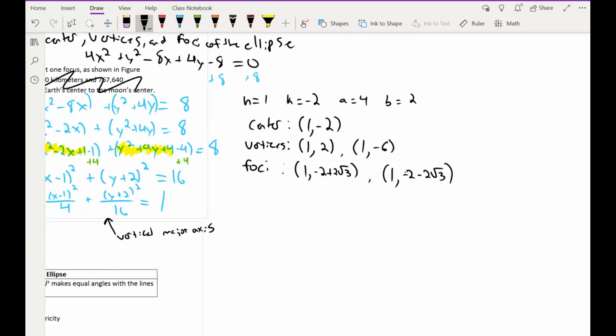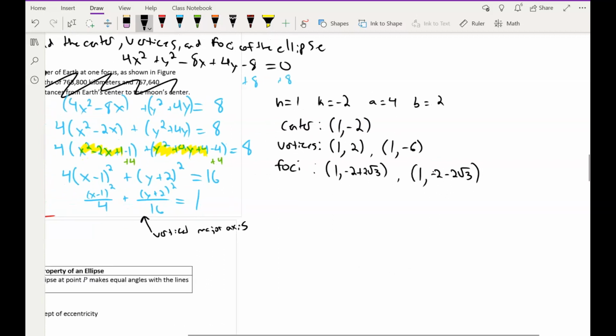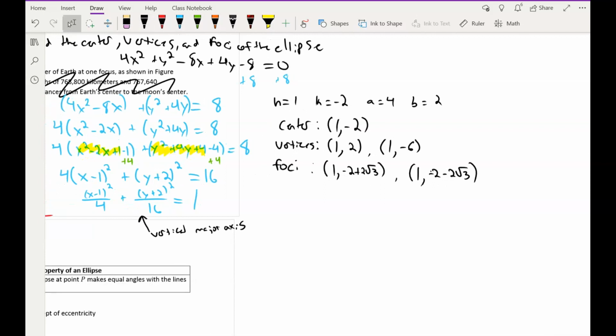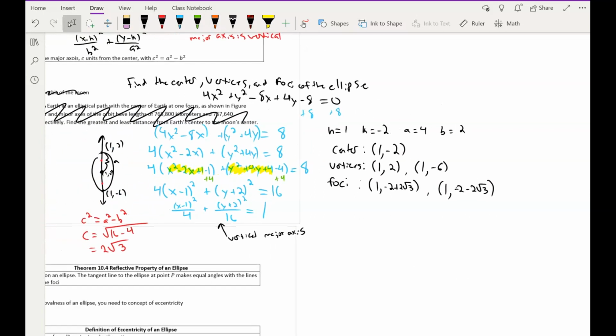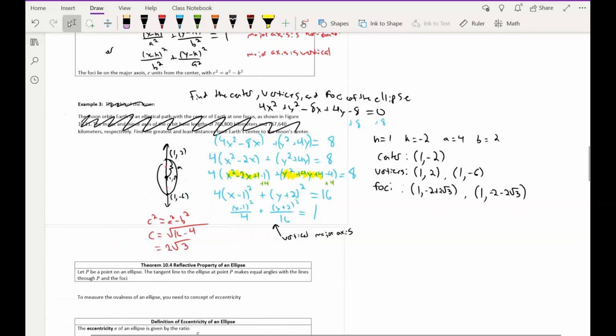If you want to approximate these as a decimal, go for it. You can also just leave it in an exact form like this. And that's kind of how you would do that one. Simultaneously, it's kind of how you would graph it. Basically, you just use these things, plot them, and then sketch as well as you can, kind of an oval shape here. So that's all that we need to do for this ellipse.